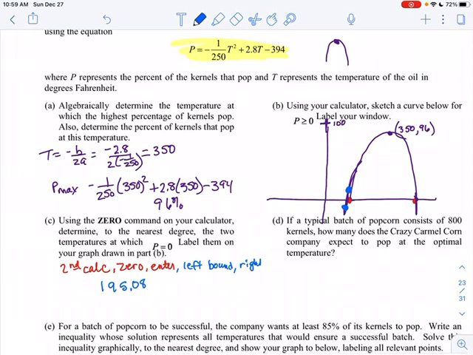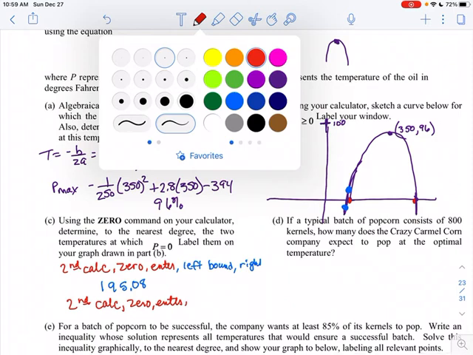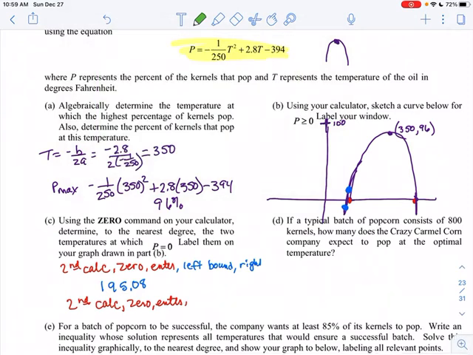I'm going to hit second, calc, and again 0. I will need to find my other point. Second, calc, 0, enter. Okay, and I'll pick a new color just so you know I'm doing a different point right here. So let's pick this green. I'm going to come all the way over here with my arrow, and I'm going to go above, and I'm going to go below. So I'm going to hit left bound, hit enter, hit right bound, and hit enter.